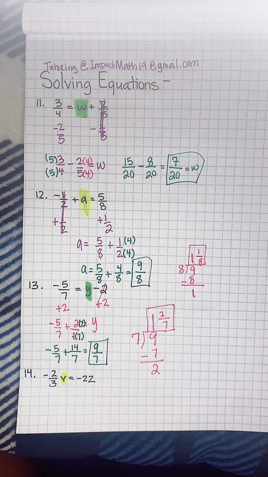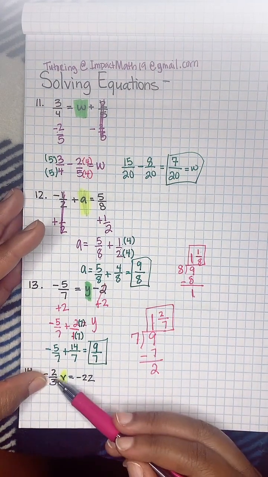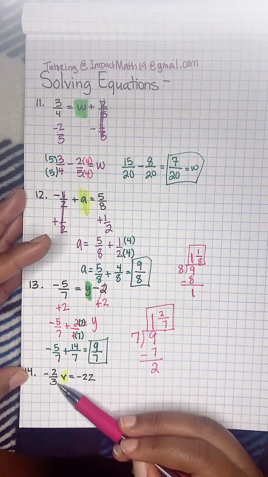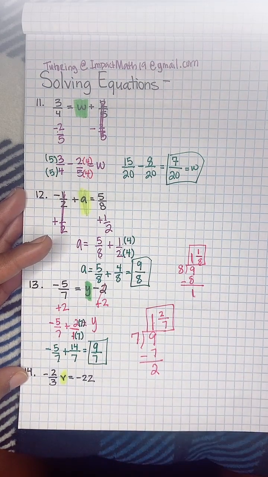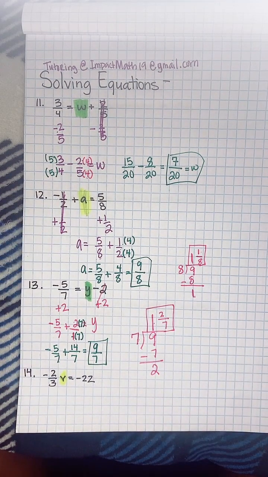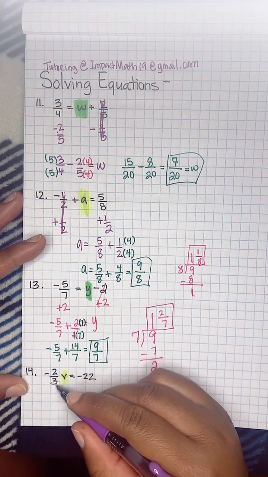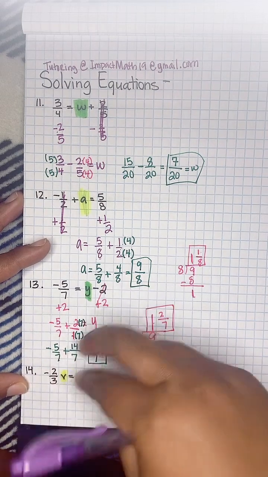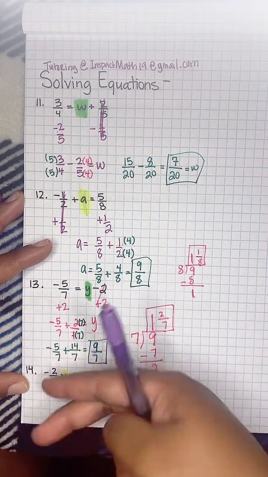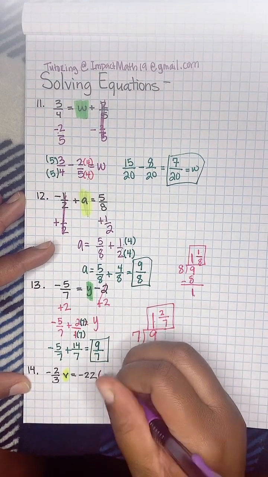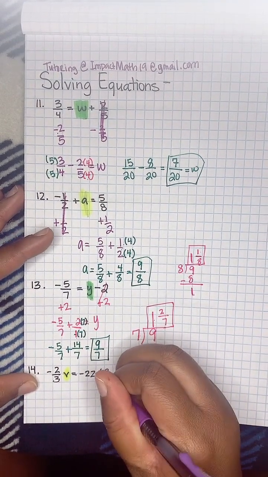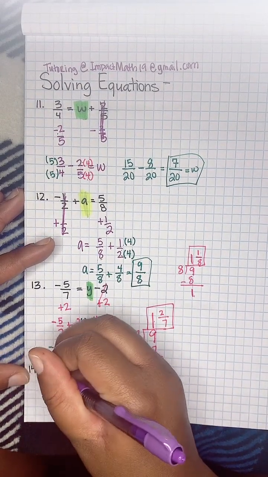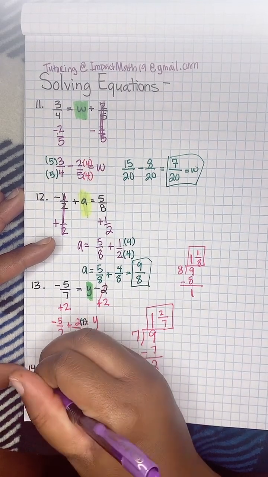Now, whenever you have a number attached to a letter, remember they're multiplied. So for us to undo this, we're going to multiply by the reciprocal. Does anybody know what the reciprocal means? That just means the flip. Flip. All right. So I'm going to multiply this by 3 over negative 2, and I'm going to multiply this by 3 over negative 2.